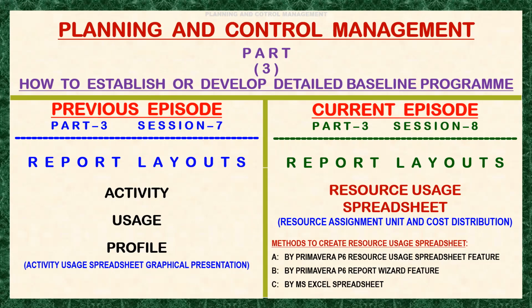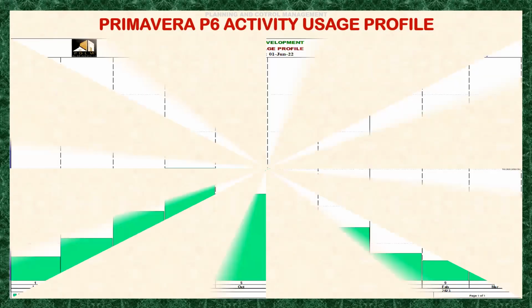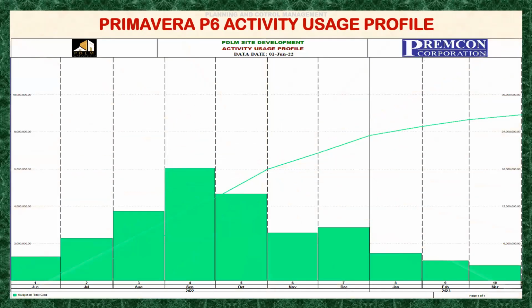Before we proceed, let me present first the activity usage profile we did in our recent session, because I presented the wrong one. Okay, here it is. Primavera P6 activity usage profile. So this is the one we accomplished in our last session. It looks very simple, right?